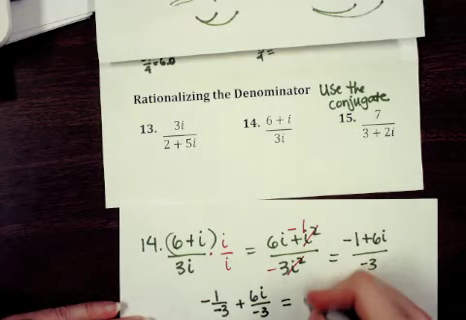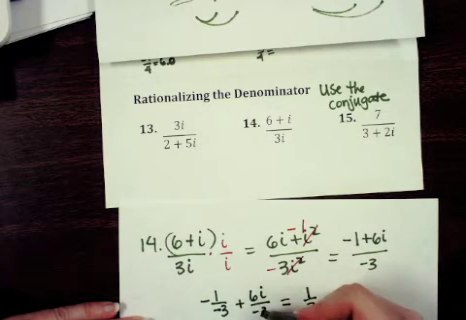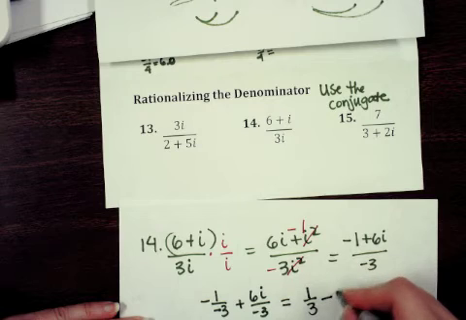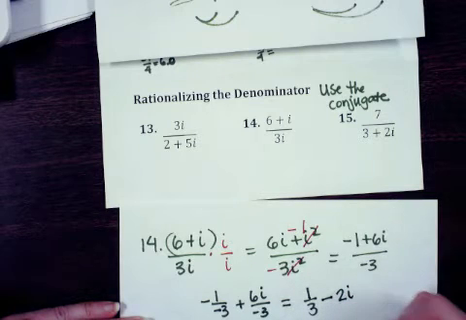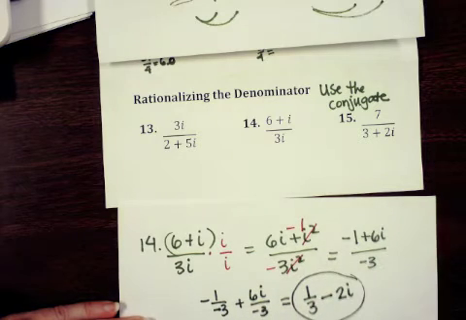So we would take the negatives away, make it a positive 1/3, and a 6 divided by a negative 3 is going to make it a minus 2i. So that's how you're going to see it.